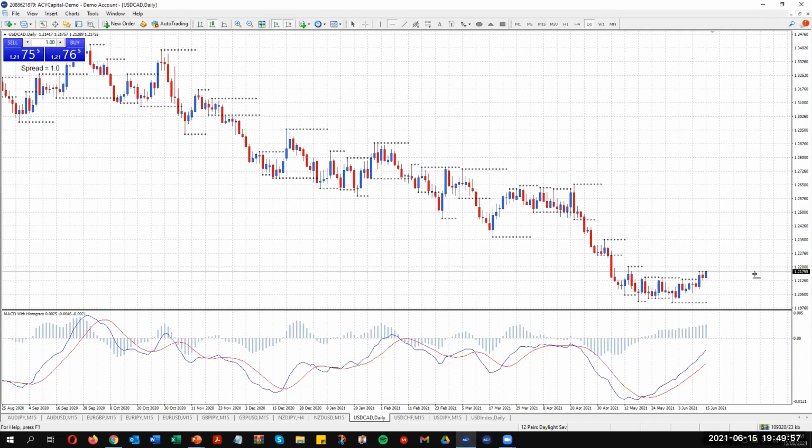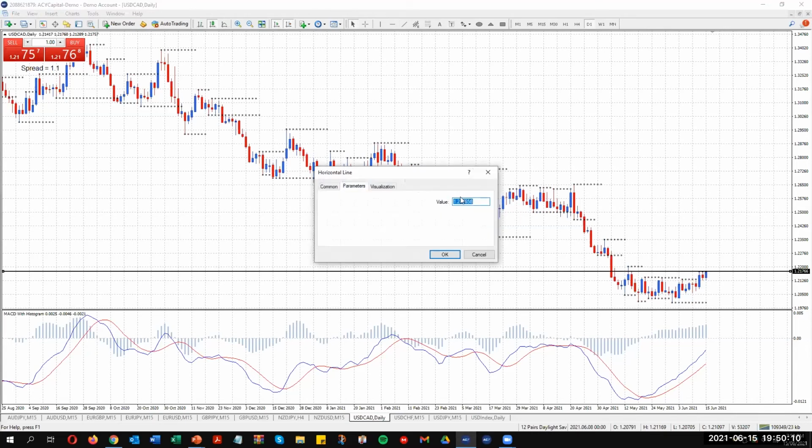a reason to be a buyer. So there is a bit of resistance here, which we need to put in case our profit target would be beyond. So that's at 121.77.